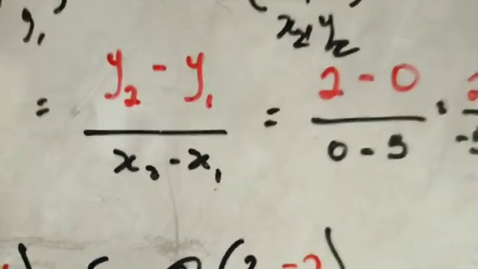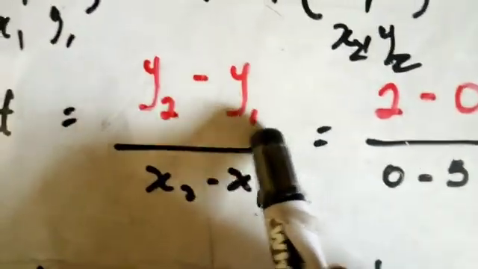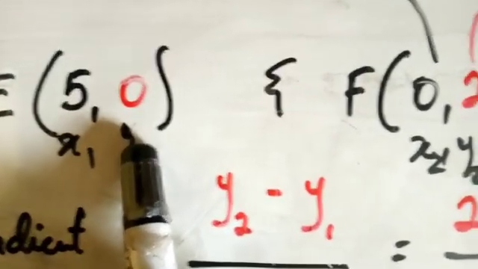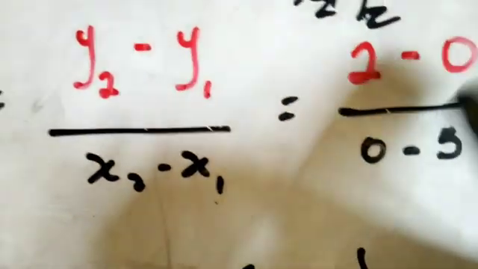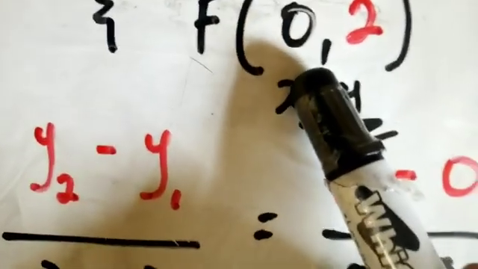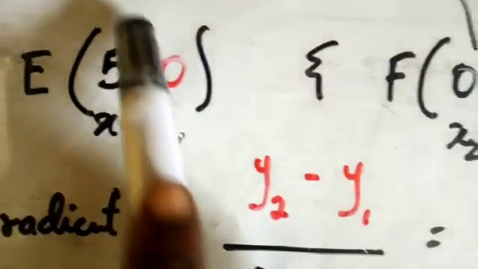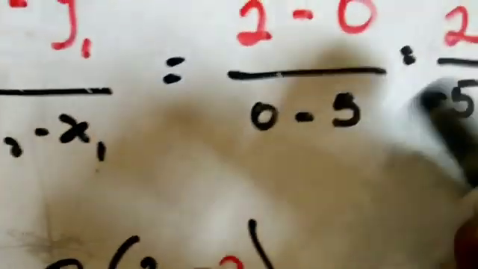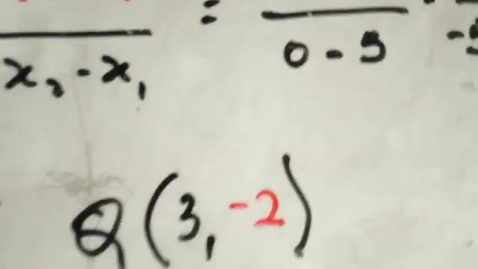So you just need to place them in your definition. y2 here will give you the 2 here, and then y1, surname to surname, right? y1 is the 0 that we are having here, and the y2 is the 2 here. So we are just replacing. That is 2 minus 0 divided by x2. x2 is the first name of the second person, that is 0 here, minus 5, which is the x1, the first name of the first person. So 2 minus 0 divided by 0 minus 5. That should be 2 over minus 4. So this is how simple it is to use this to solve the problem here.